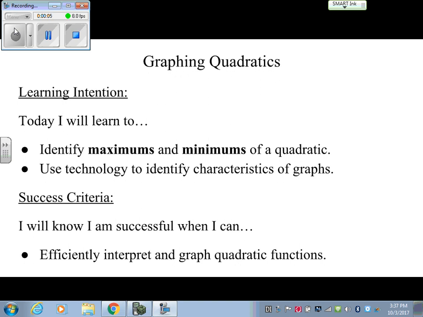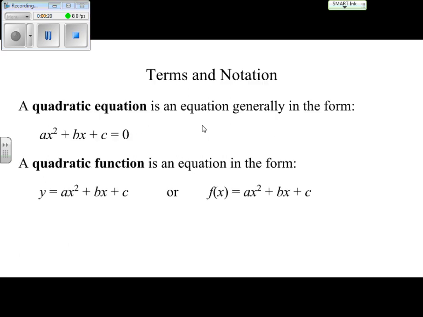Today we'll be continuing our discussion of graphing quadratics. Specifically, we will be talking about identifying maximums and minimums of a quadratic, and we'll also be using technology to identify characteristics of our graphs. We will know we are successful when we can efficiently interpret and graph quadratic functions.